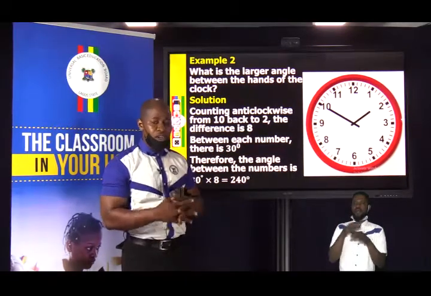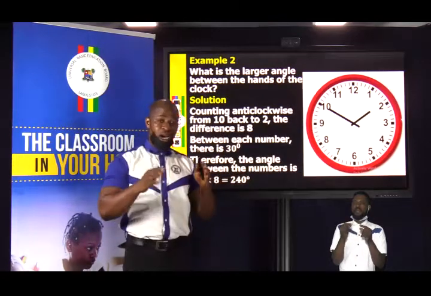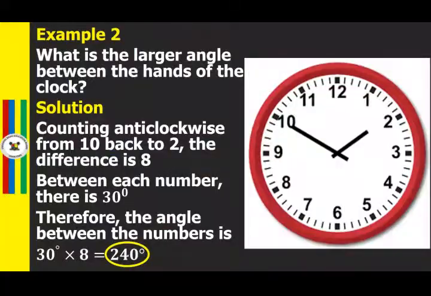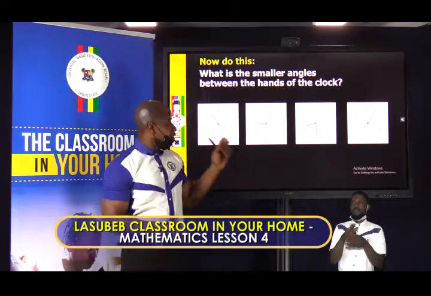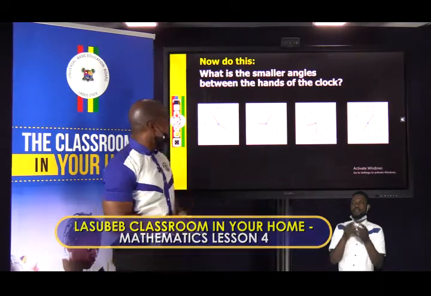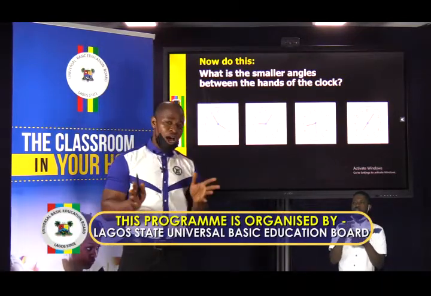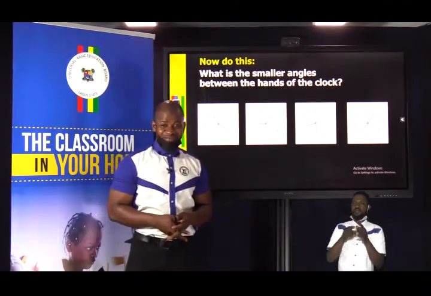So when you're asked to find the angle between the hands of the clock on the clock face, always be sure about the angle, whether you're finding the larger angle or the smaller angle. You ready to solve some of your own? Look at this quickly and tell us the smaller angles between the hands of the clock. You will have 30 seconds for this. Begin.